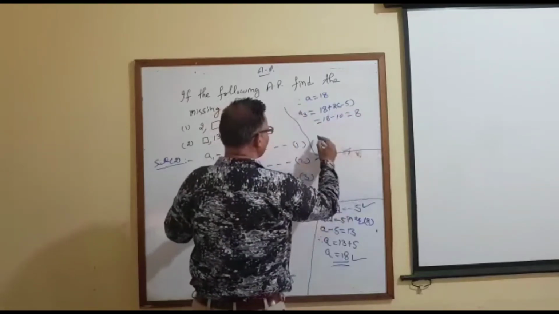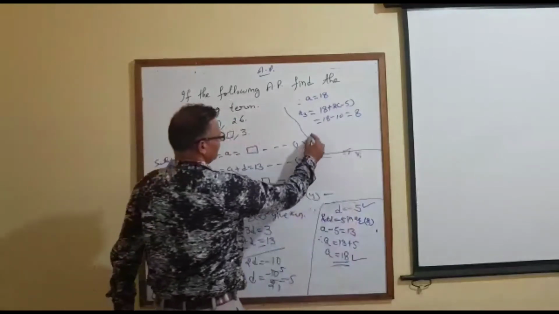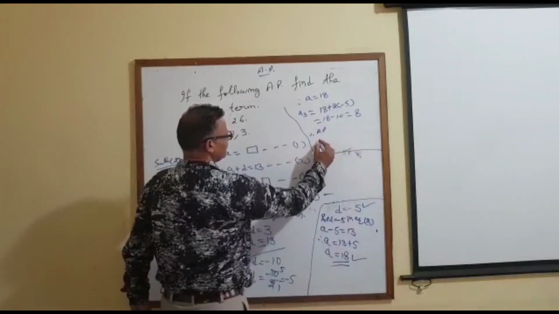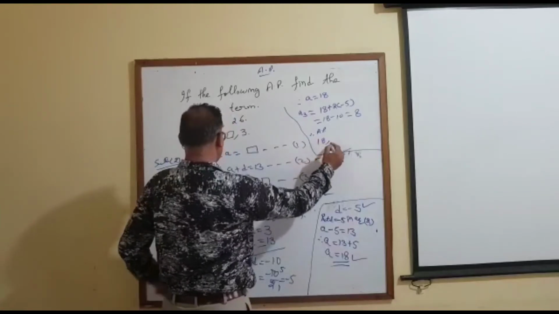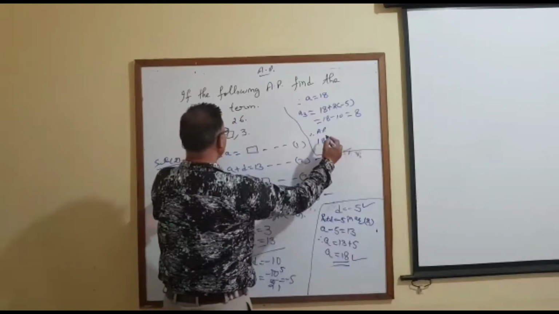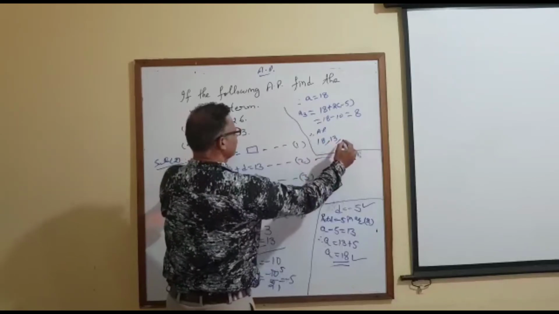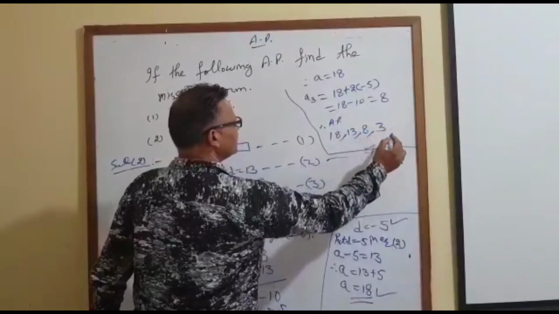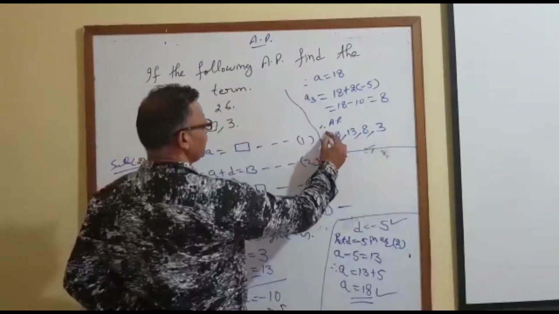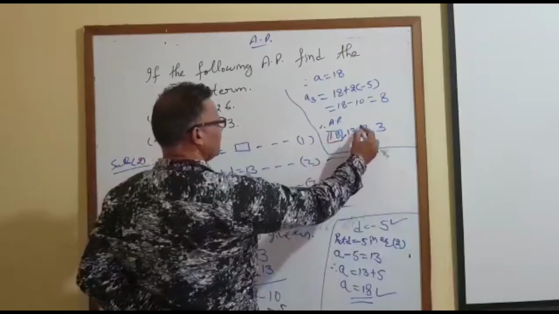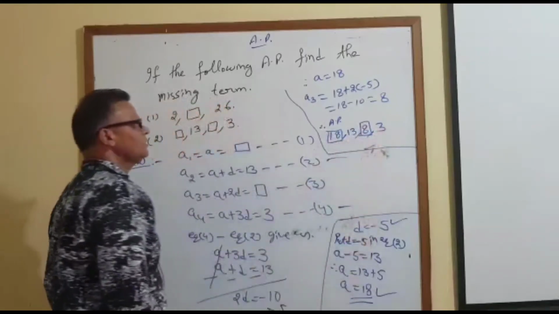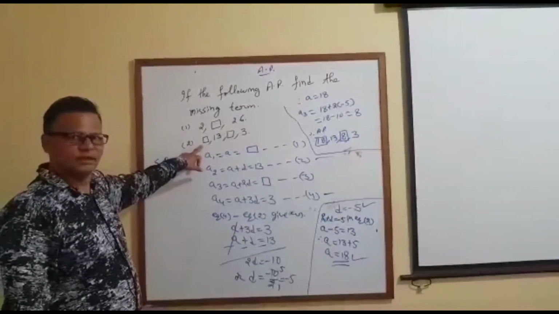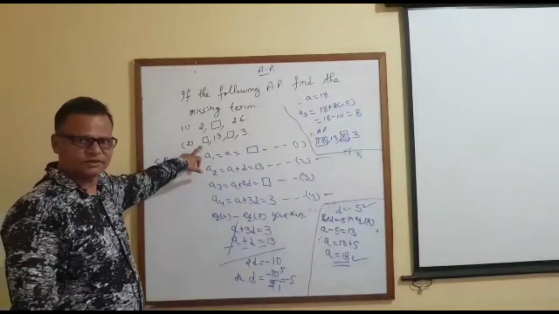So the required AP has first term 18, second 13, third 8, and fourth one is 3. So the two missing terms we have found are 18 and 8. Like this you can find any number of missing terms, and the rest you try yourself.